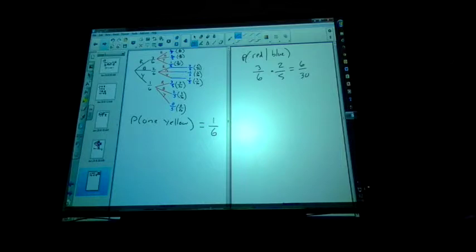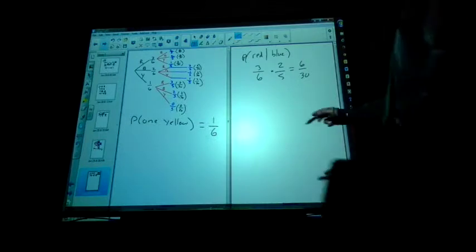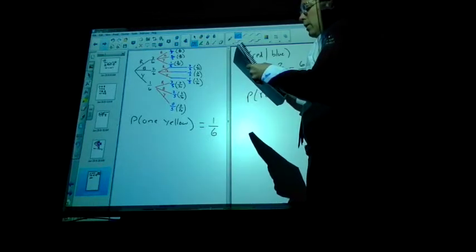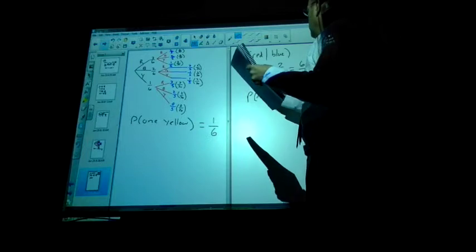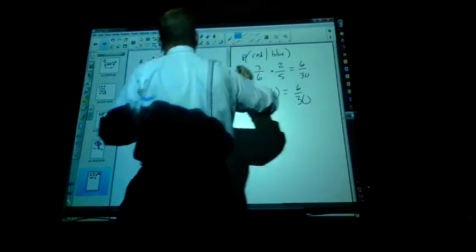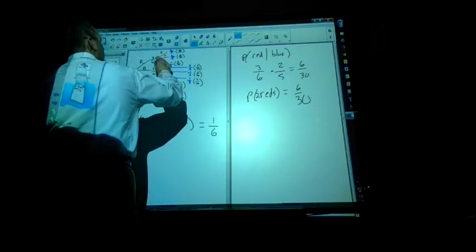Probability of 2 reds. Look at our thing. Which branch gives us the probability of both being red? The very top one, right? So I have 6 out of 30, red, red. So that's also 6 out of 30 because that's this branch here. Here to here.